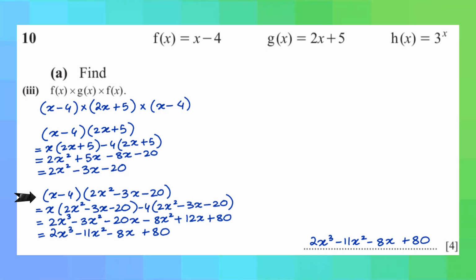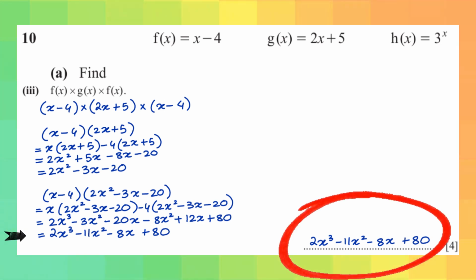Next, we multiply the last bracket, x minus 4, with 2x squared minus 3x minus 20. For this, again, we multiply everything in the first bracket with everything in the second bracket. Then we simplify and get 2x cubed minus 3x squared minus 20x minus 8x squared plus 12x plus 80. Now, we simplify further by adding like terms. This gives us 2x cubed minus 11x squared minus 8x plus 80, which is the answer.